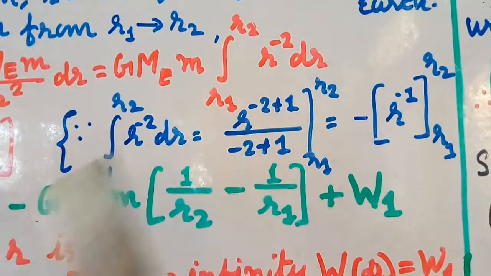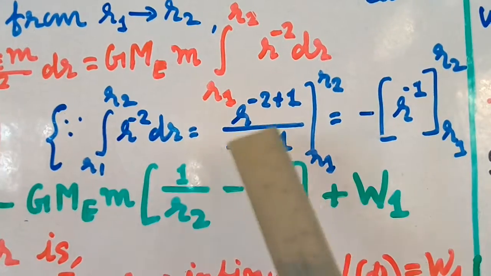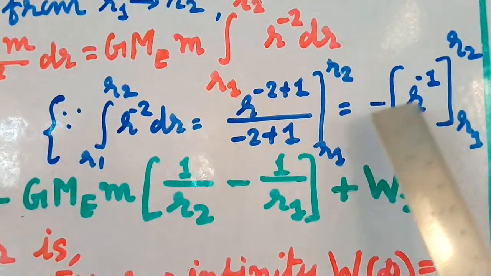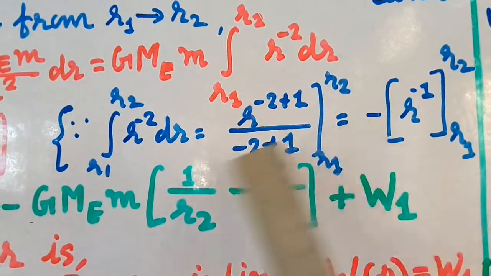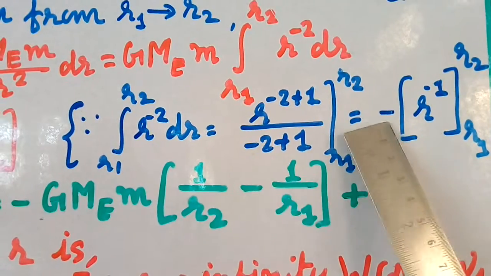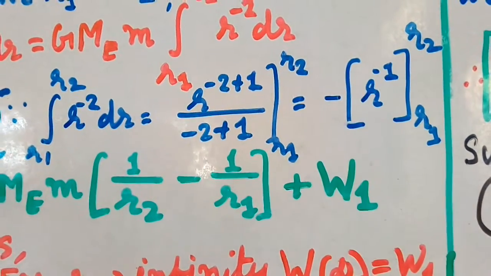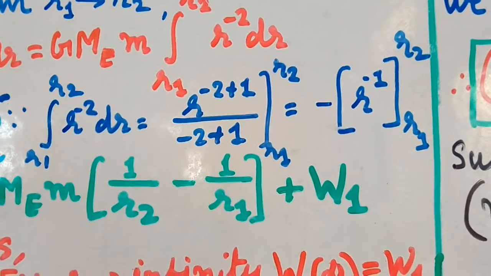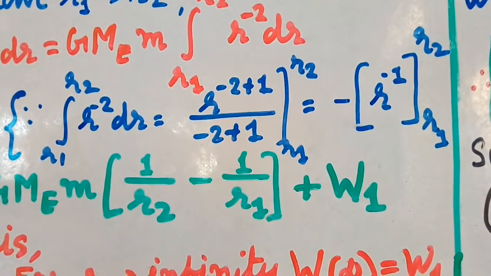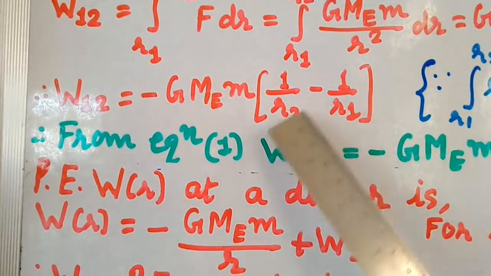So r power n plus 1, so r power minus 2 plus 1, divided by n plus 1, that is minus 2 plus 1. We get r power minus 2 plus 1 is r power minus 1, and minus 2 plus 1 is minus 1. That minus is taken outside. This minus is because of the difference, which is negative, and the limit is r1 to r2. Now apply the limits. This r power minus 1 can be written as 1 by r. So when you apply the upper limit, it will be 1 by r2 minus the lower limit 1 by r1.